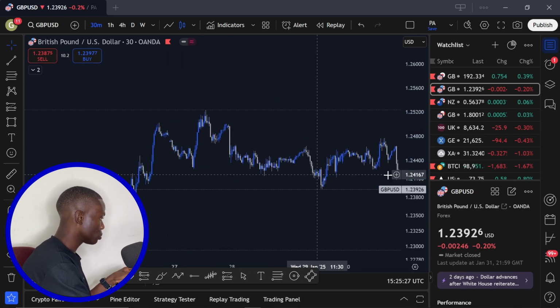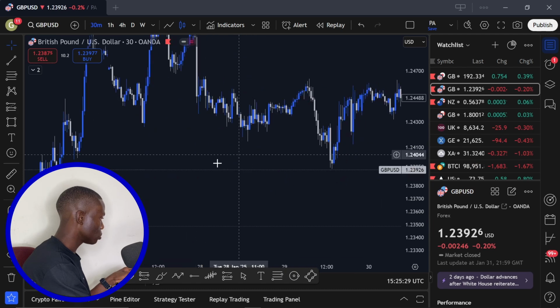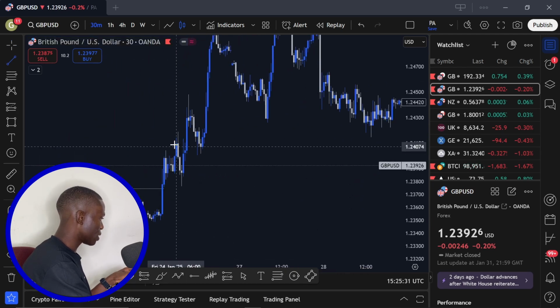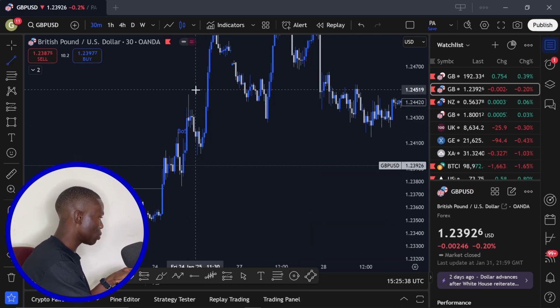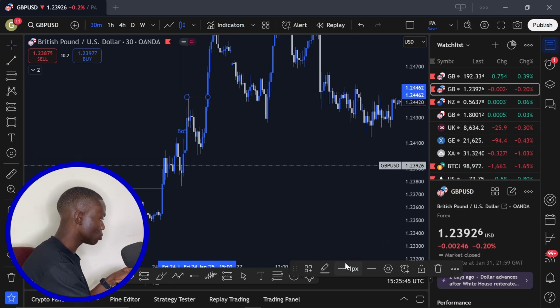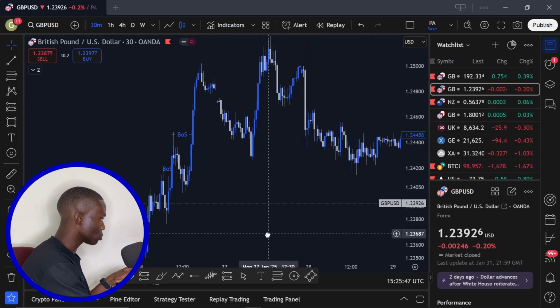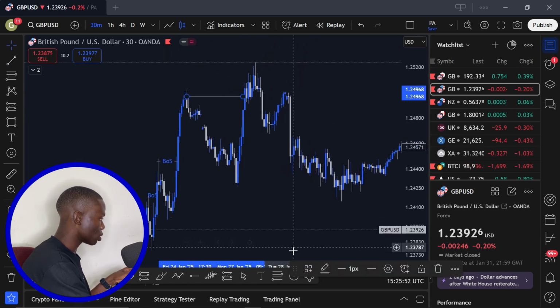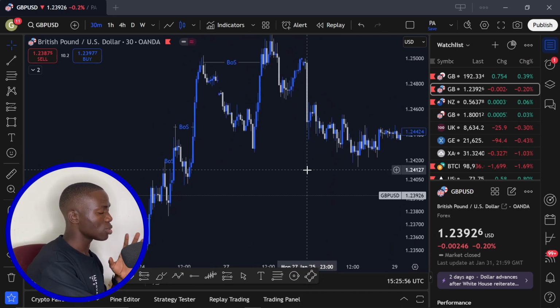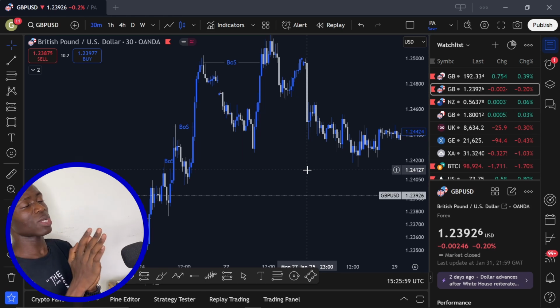And then here we have another tiny break of structure in here, which gave a high momentum movement as well. And then we have another break of structure right here. Next up, we have another break of structure right here. So as of when I was doing this setup, this was how the market was.